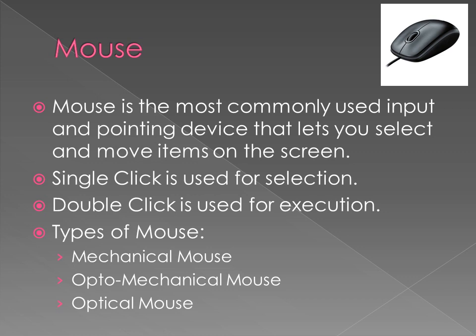There are several types of mouses: mechanical mouse, optomechanical mouse and optical mouse. Mechanical mouse uses mechanical movement of the trackball fixed under the mouse so that a movement of mouse can be detected. Optomechanical mouse uses optical sensors for the movement of the mouse, and optical mouse uses laser for detecting the movement of the mouse.